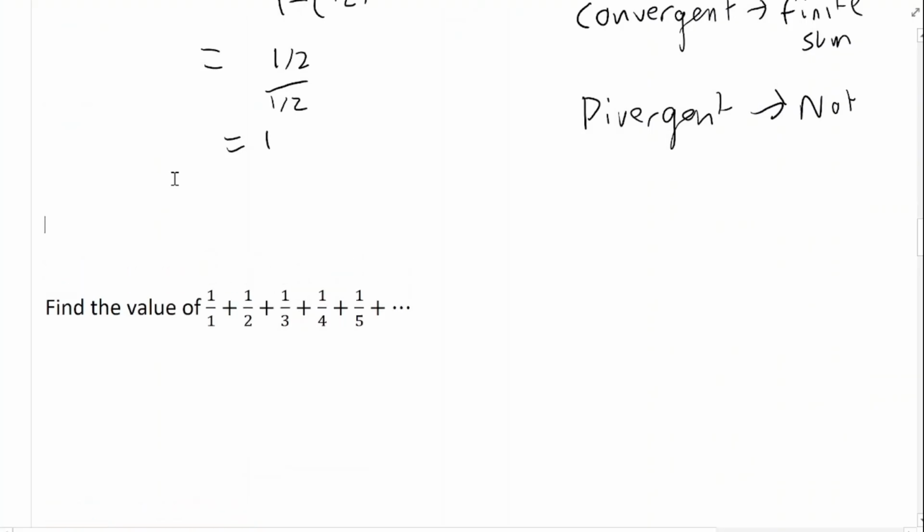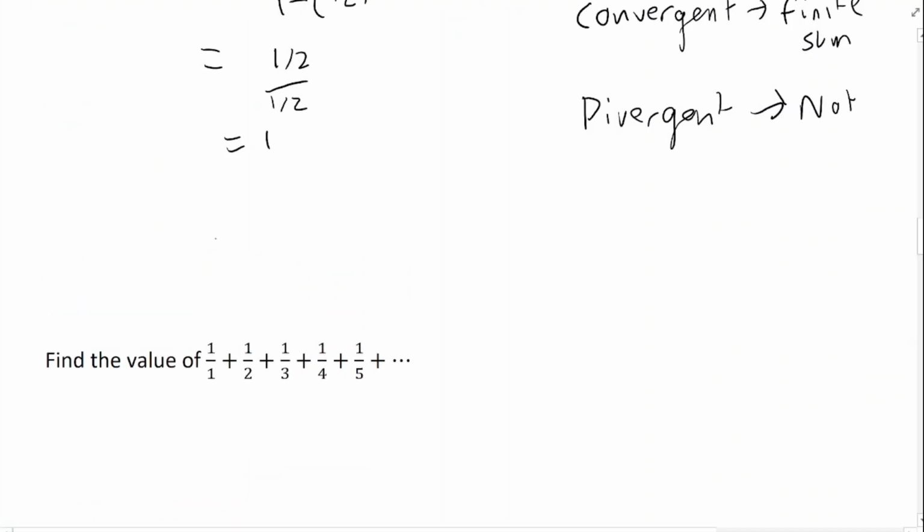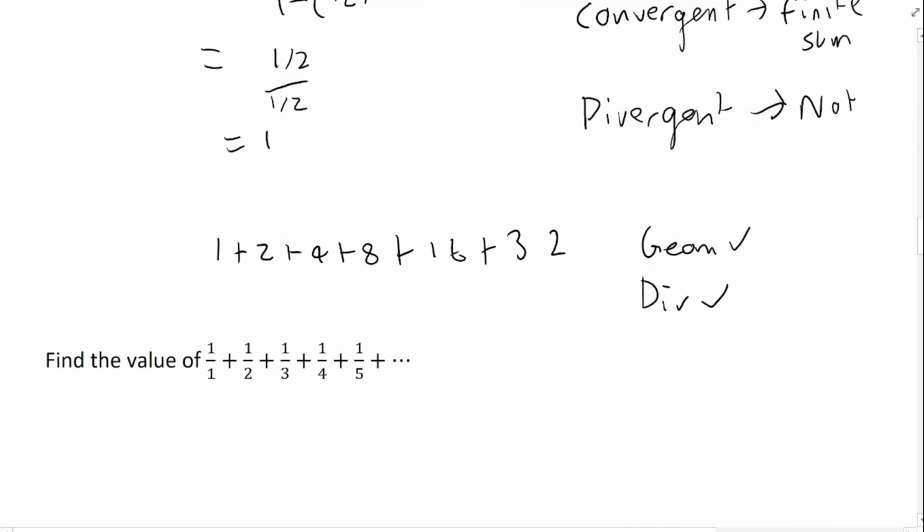Now, here's a really good example of a divergent series. You take this one, 1 plus 2 plus 4 plus 8 plus 16 plus 32. This is geometric, and it's divergent, because you can imagine if you just keep adding this up, it's going to blow up and get really big.